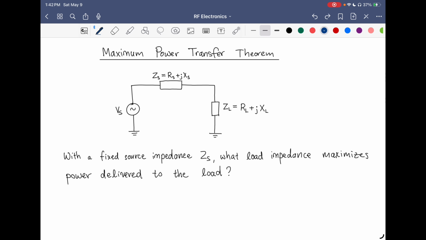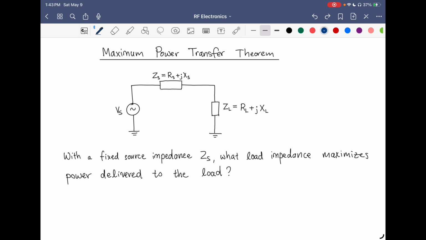In this video, I'm going to go over the maximum power transfer theorem, which is important for understanding why impedance matching is needed in RF electronics. So to start off with, we have this circuit shown here with a sinusoidally varying voltage source, along with a source impedance ZS and a load impedance ZL.